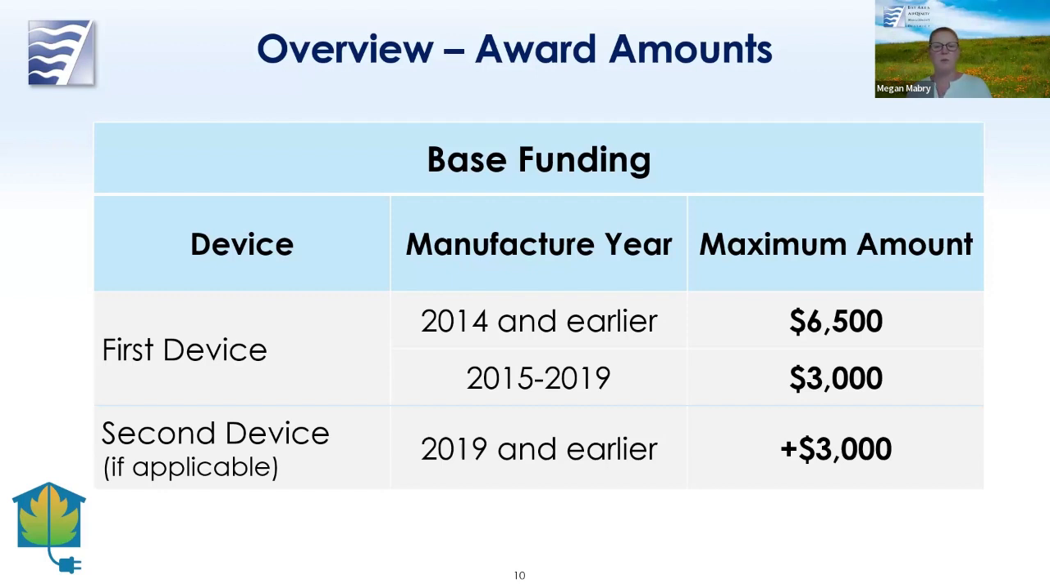If you are replacing one device with a model year of 2014 or earlier, the base funding amount is $6,500. If you are replacing one device with a model year between 2015 and 2019, the base funding amount is $3,000. If you are replacing a second device, you may qualify for an additional $3,000 in funding. The second device must be replaced by an additional heat pump.